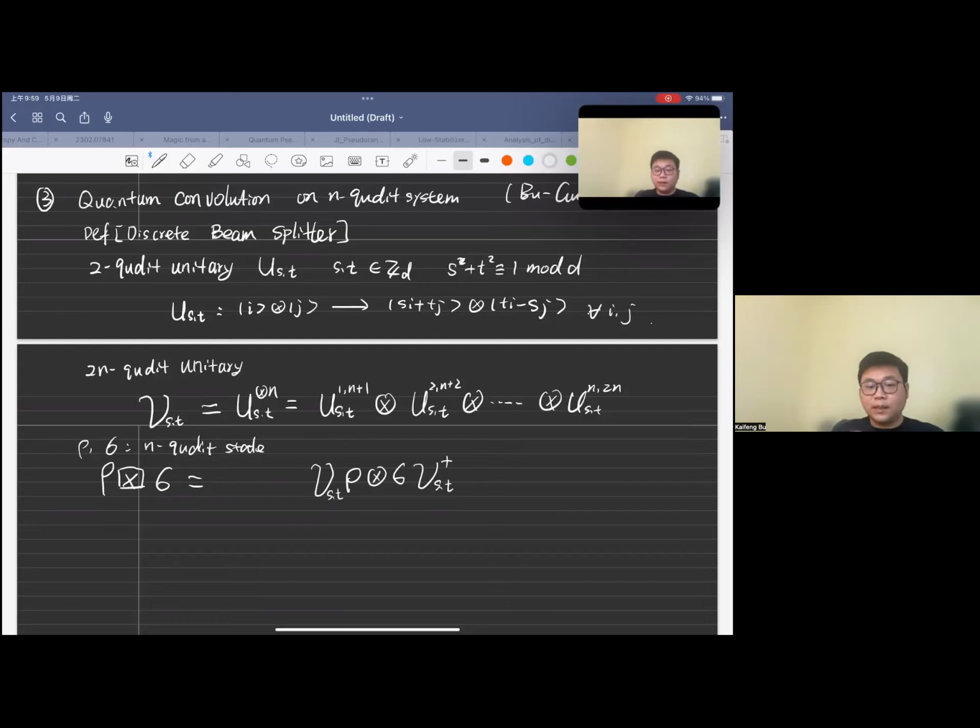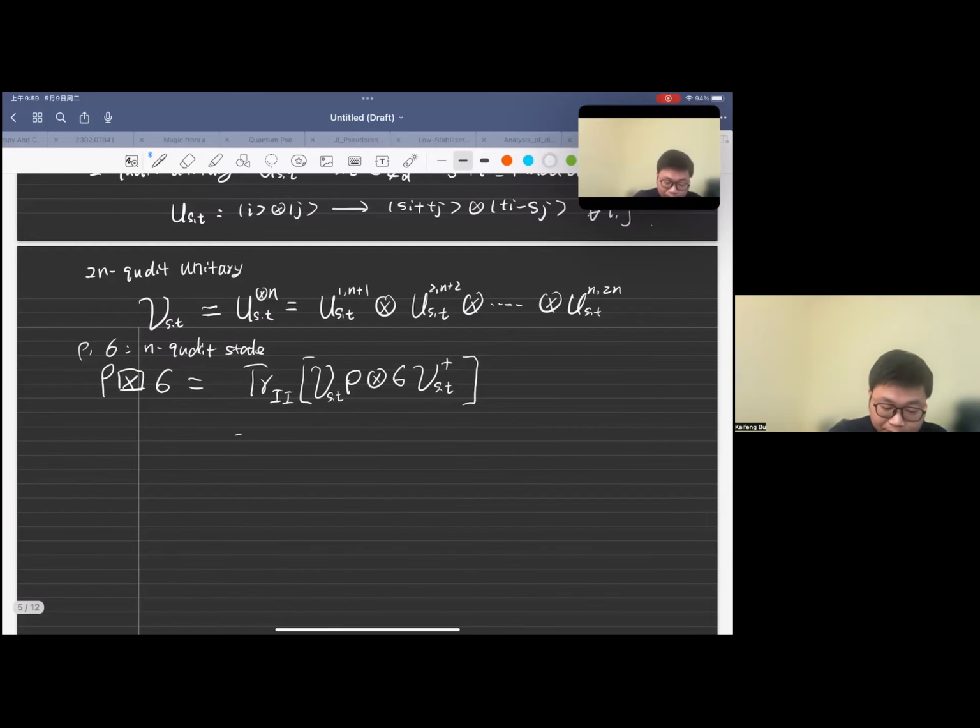Now the state is a two n qudit state, but we want the output state to be an n qudit state. So we take the partial trace on the second n qudit system. Taking the partial trace on the second n qudit system means we take the partial trace on the n plus one qudit first, and we take the partial trace on n plus two, and so on and so on. Okay, so this is our definition of quantum convolution.